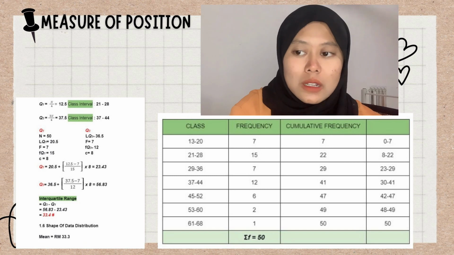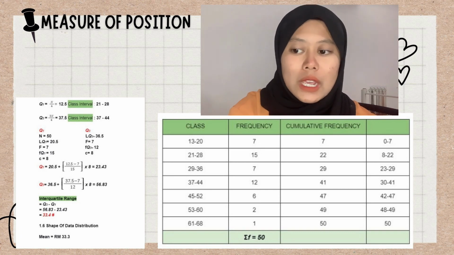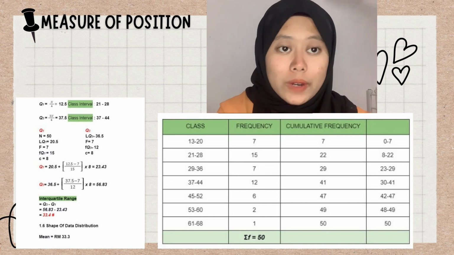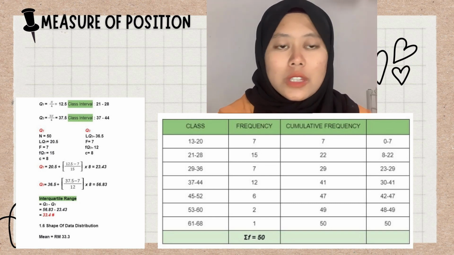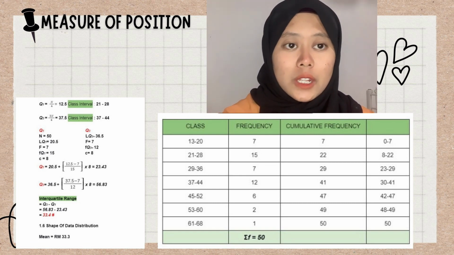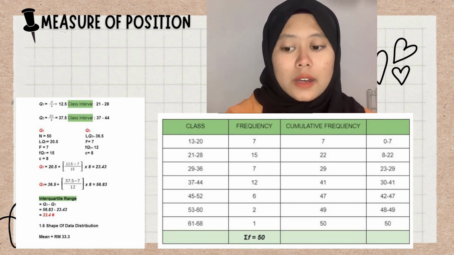Let's take a look at the table. In the table we have class, frequency and cumulative frequency. Based on this table, we need to find Q1 and Q3. For Q1, 20.5 plus open bracket 12.5 subtract 7 divided by 15 close bracket multiplied by 8, and the total for Q1 is 23.43.